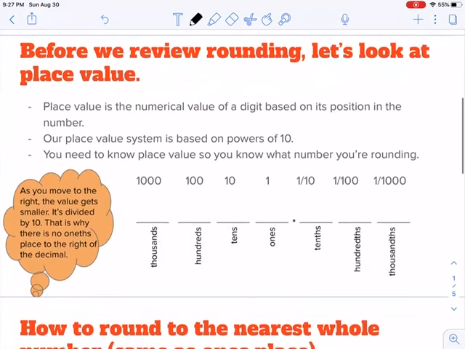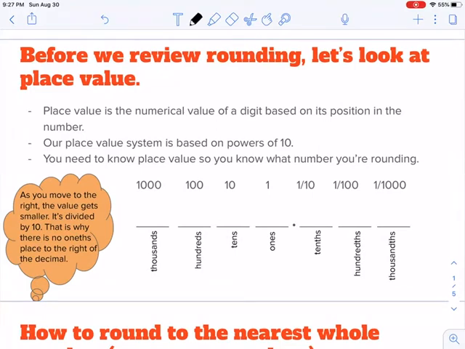So before we review rounding, let's look at place value. Place value is the numerical value of a digit based on its position in the number. And our place value system is based on powers of 10. The reason why you need to know place value is so that you know what number you're rounding. So if a question is asking you to round to the nearest tenth, then you need to know what position that number is in. So down below, I'm just going to make up a number right here.